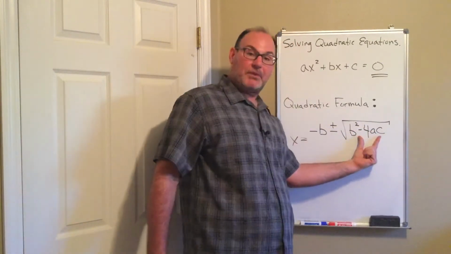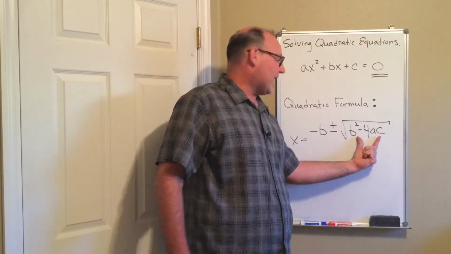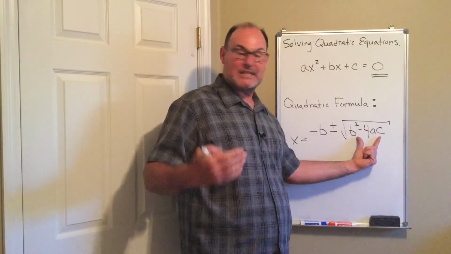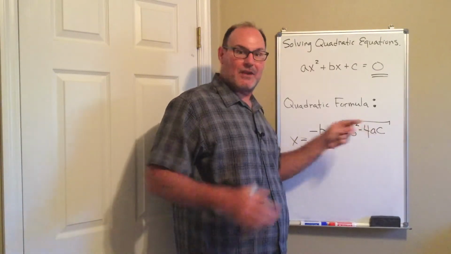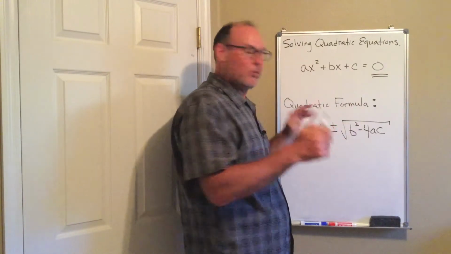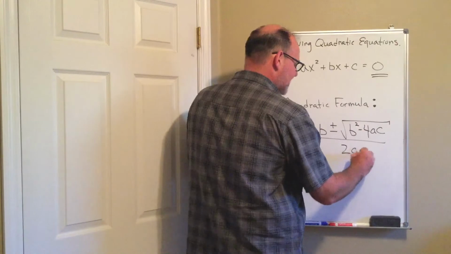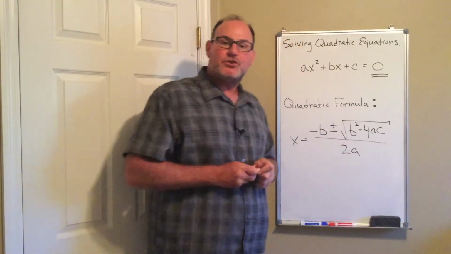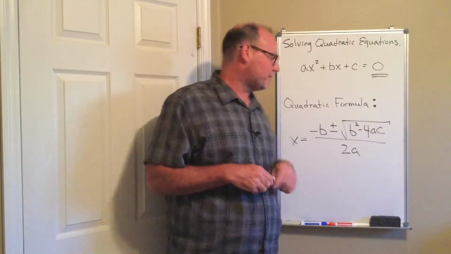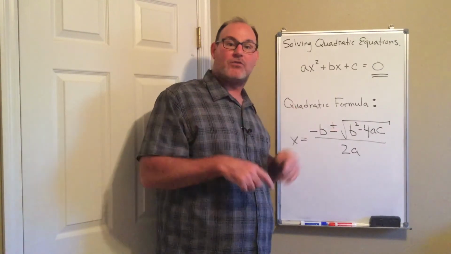This is the most complicated part of the quadratic formula. This is called the discriminant. And when you go to memorize this, I would start there and then work your way out. And then that expression is the whole numerator. The denominator is 2 times a. All solutions to every quadratic equation take that format. Know it, love it, and solve quadratic equations.